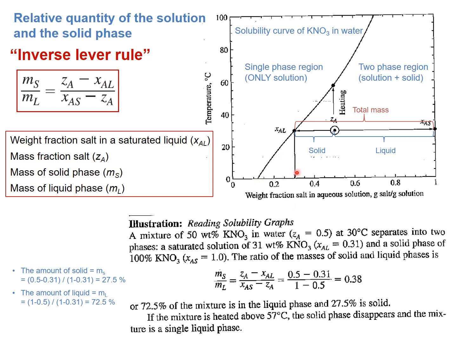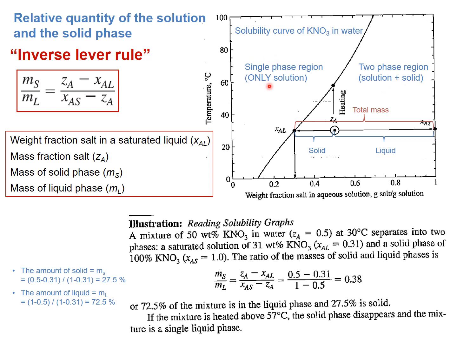Still, we have the same solubility curve here. X is the salt concentration, Y is the temperature. This curve is for KNO3, potassium nitrate in water. It's a solubility curve. So, I have said, on the left side, we have a single phase region. On the right side, we have a two phase region, having saturated solution plus solid.